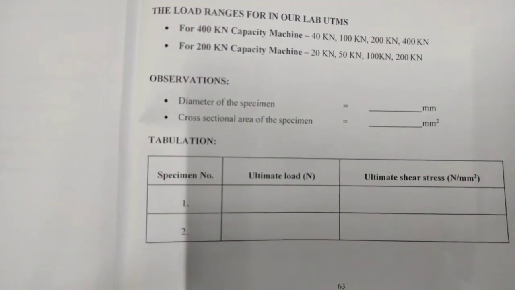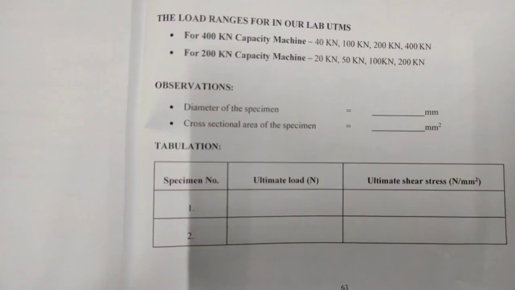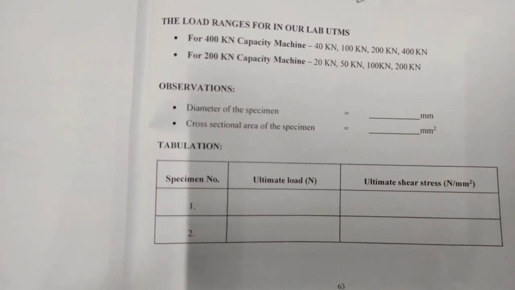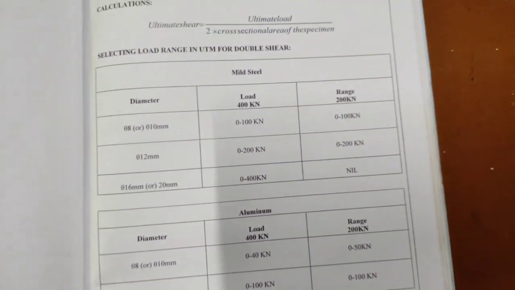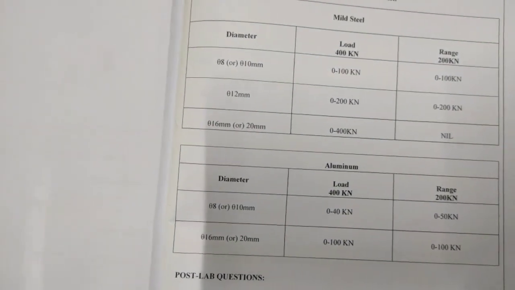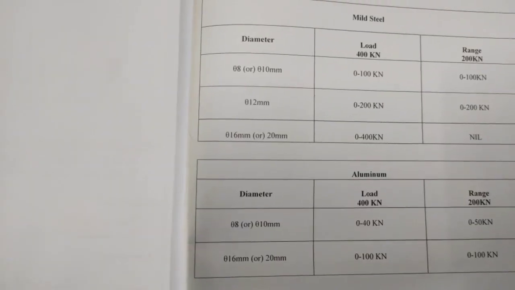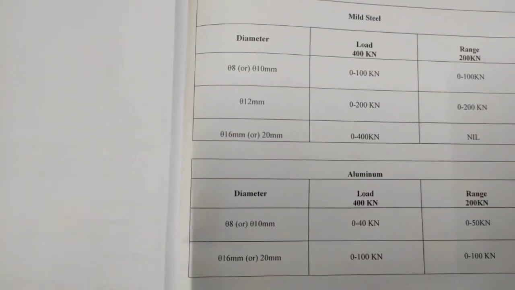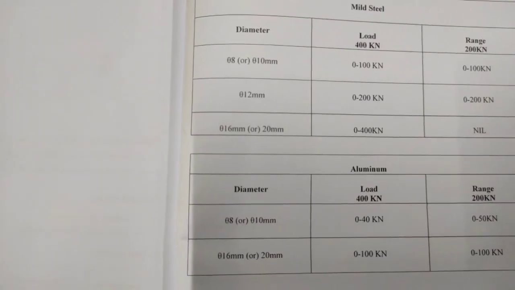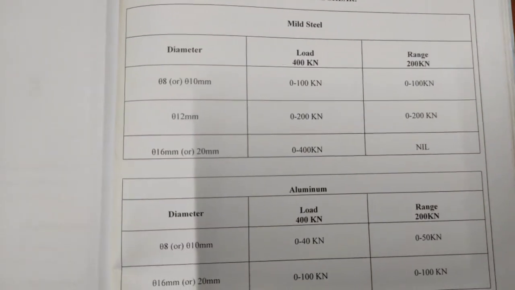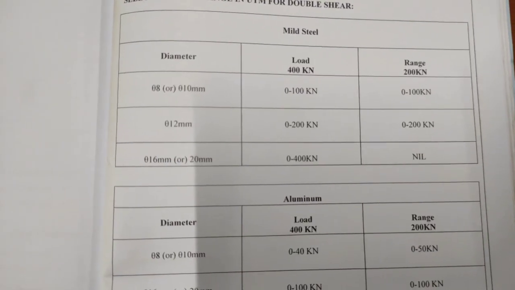We'll be noting down the ultimate load value, that is the maximum load at which the material fails, and the corresponding shear stress or strength of the material. With respect to the specimen, we have two different types of cross section. One is 8 mm and the other is 12 mm, and the corresponding load range is given here with respect to the two machines.